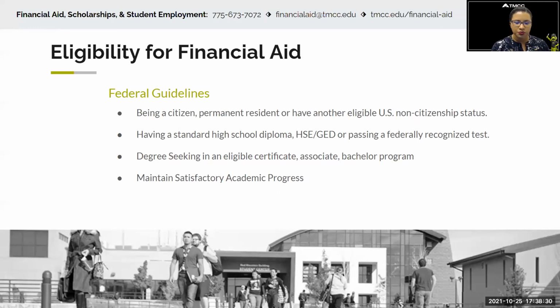And then you have to finish your degree within 150% of the units that it takes to get that degree. So for example, a normal associate's degree takes 60 credits to receive. You would have some wiggle room with that. You would have 90 credits worth of classes that you could take before you would become ineligible for financial aid while pursuing an associate's degree.